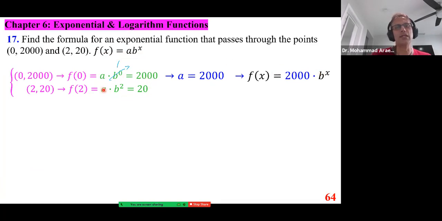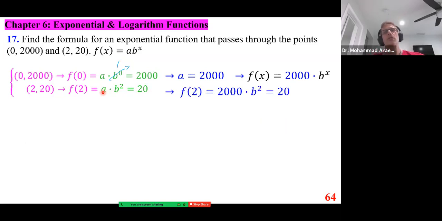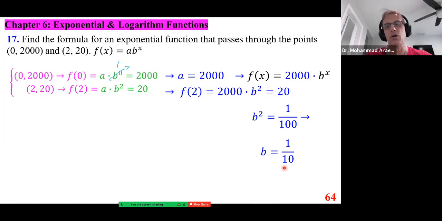Now let's plug it in here, replace the a with 2000, see what happens. So 2000 b squared is 20. If we divide by 2000, b squared becomes 1/100. And there are 2 answers. I want you to know there is positive and negative 1/10, but the base can only be positive. Okay, that's why I just wrote the positive. There are 2 answers. We only use the positive one, and here's your final answer.